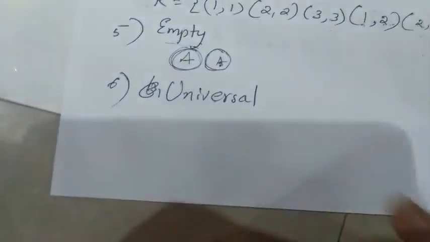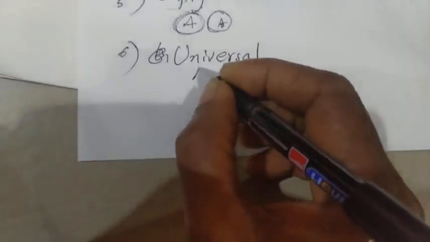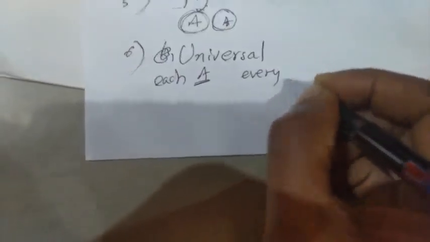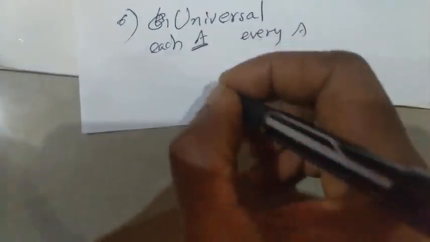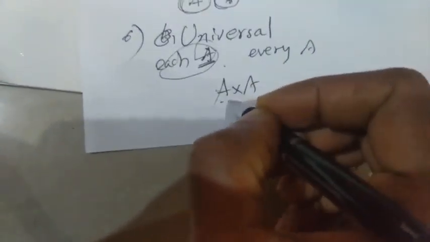Next, sixth one is universal relation. A relation R in a set A is called universal relation if each element of A is related to every element of A. Means this is nothing but A cross A, universal relation.